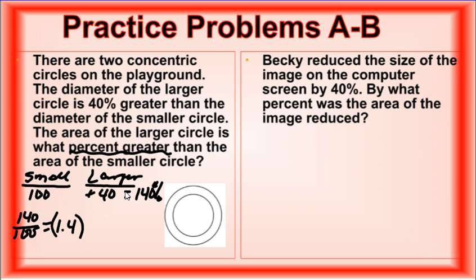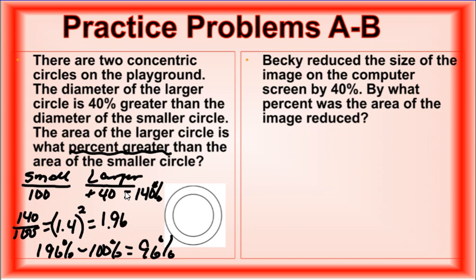And then we take that and we need to square it because we're comparing the area, and 1.4 squared would be 1.96. But since we are comparing them, the larger one is 196%, the smaller one is 100%. To find out how much greater, I would subtract the two, and I would get 96%. So it would be 96% larger or greater. The area is 96% greater than the smaller circle.